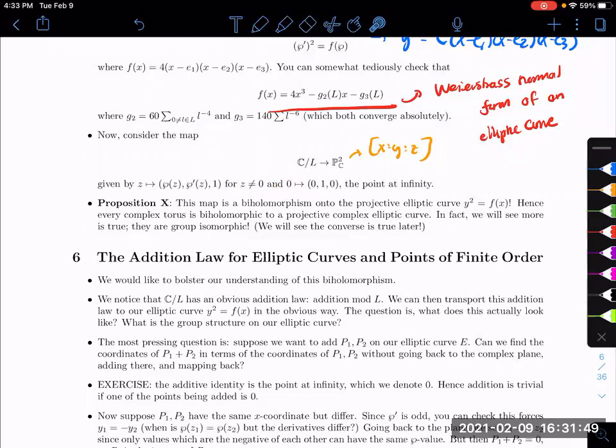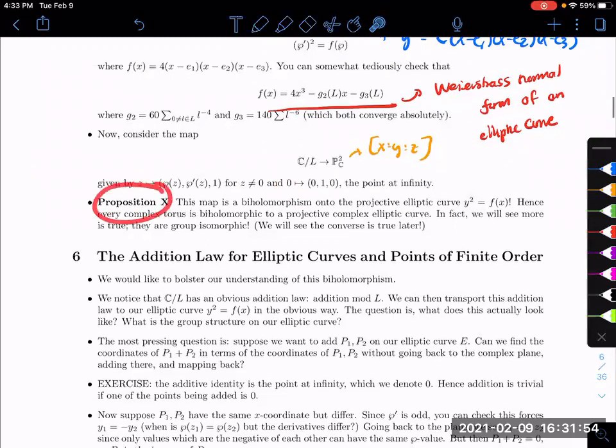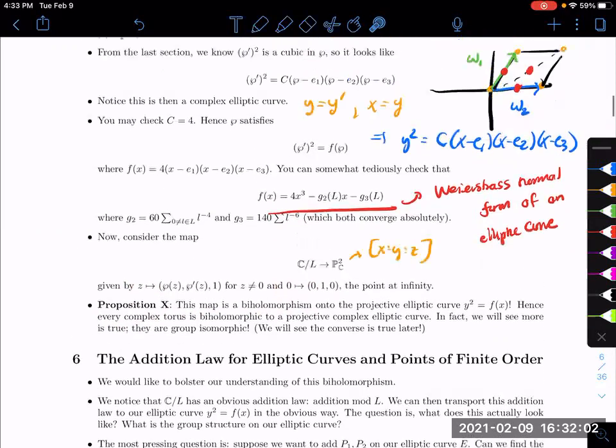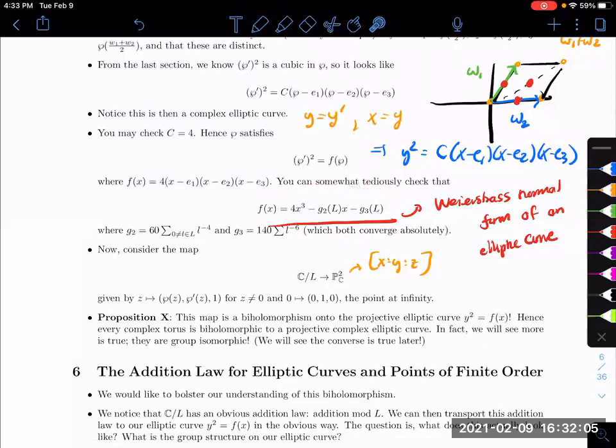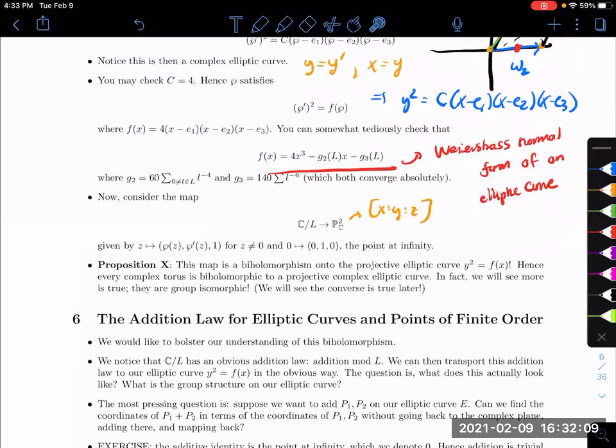Okay, so big, huge proposition coming in here. This map is a biholomorphism from C mod L onto the projective version of this elliptic curve we just defined above. And so what that means is every complex torus is biholomorphic to a projective complex elliptic curve. And in fact, we'll see more than that is true soon. We'll see they're also group isomorphic.